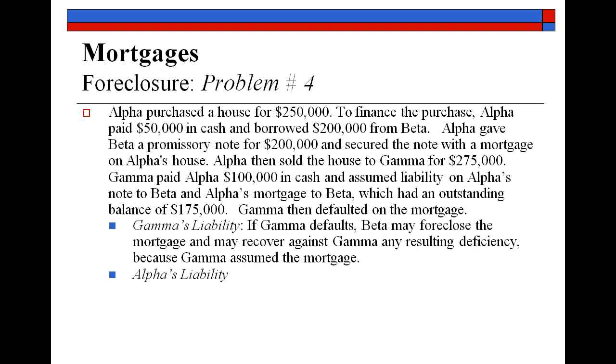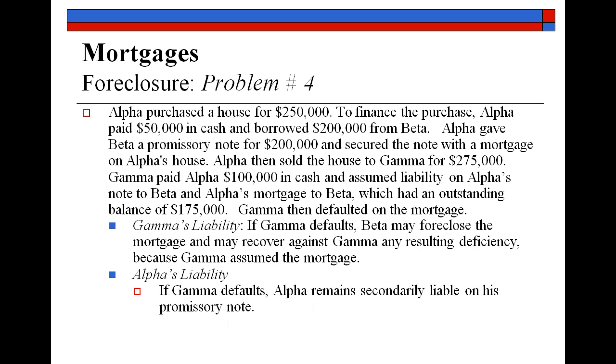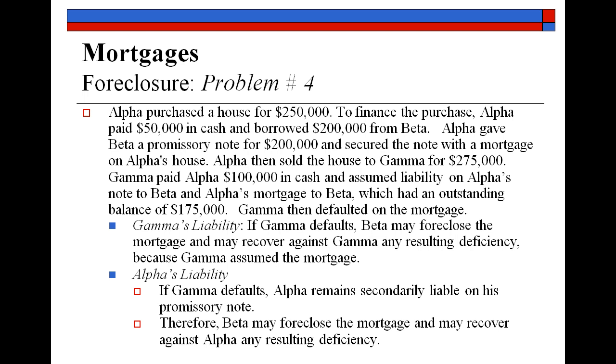Even if Gamma defaults, Alpha remains secondarily liable on the promise to pay that he made in his promissory note. Therefore, Beta may foreclose on the mortgage, and Beta may recover against Alpha any resulting deficiency. Of course, in this particular case, Beta will not be allowed to have two recoveries. Beta will be made whole with one recovery, which may be achieved from either Gamma or Alpha.